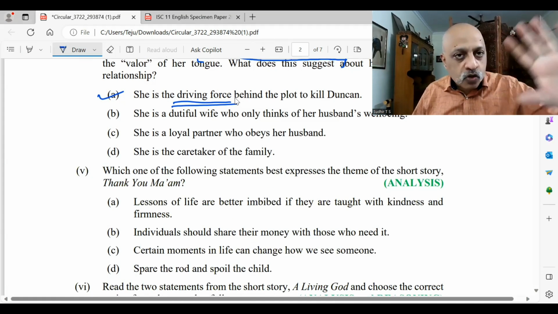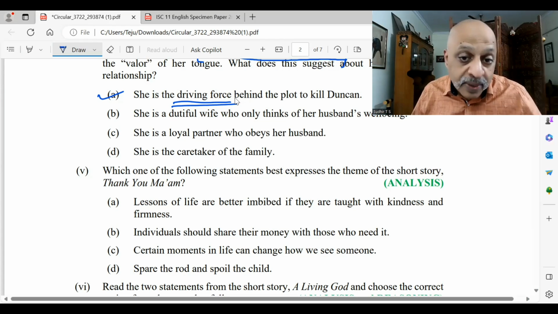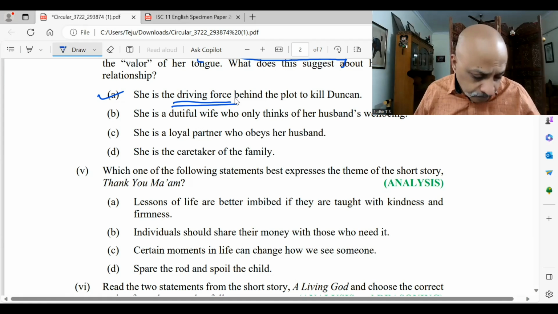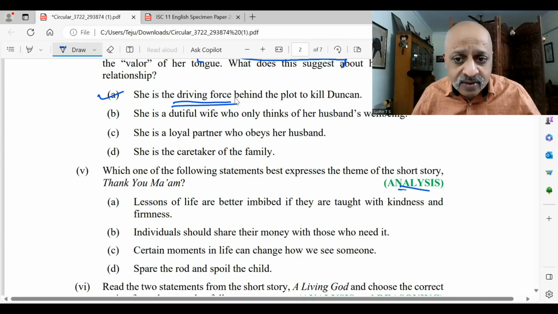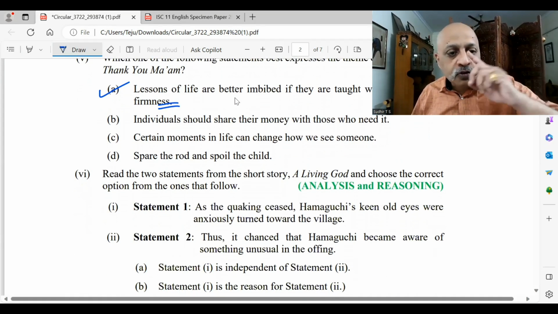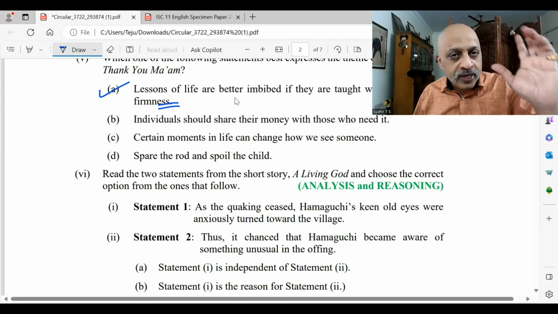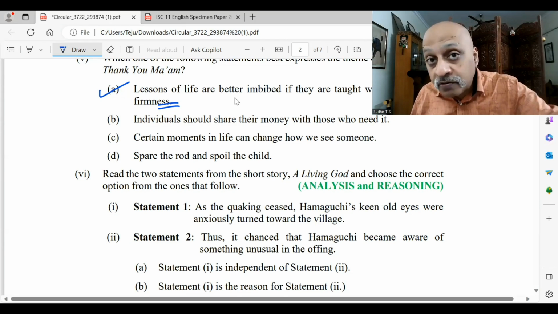Fifth one. So 4 questions of Macbeth you will get. Which one of the following statements best expresses the theme of the short story? A, B, C, D. Read it a bit. The correct answer here is lessons of life. So this is an analysis related question. That lessons of life are best imbibed when they're taught with love, because that's what the lady does to Roger, Mrs. Jones. Read the 2 statements from the short story A Living God and choose the correct option from the ones that follow. It includes both analysis and then you have to reason it out.